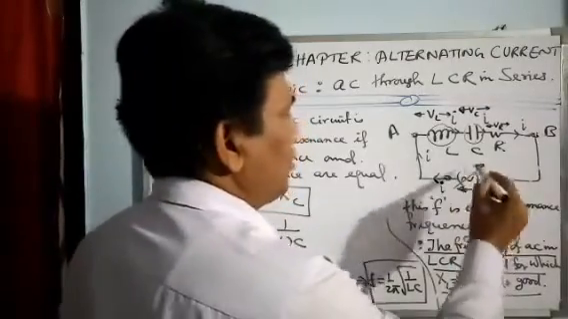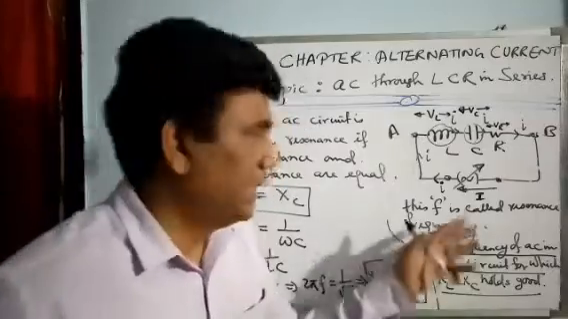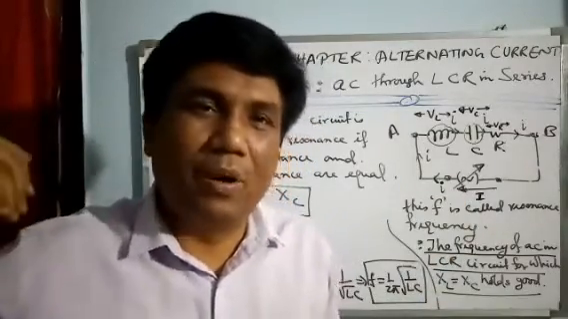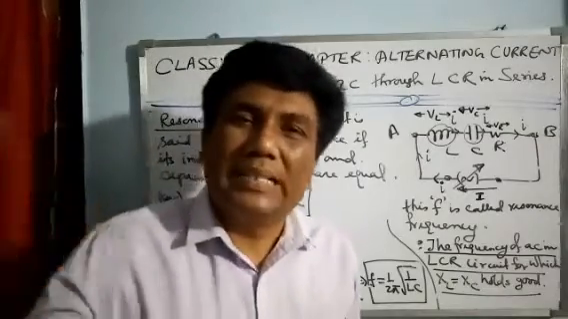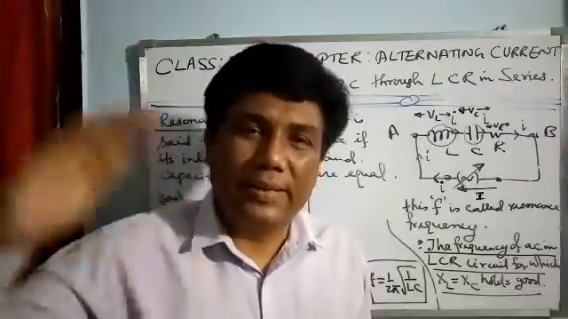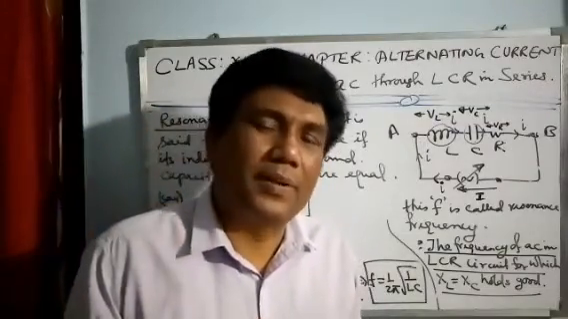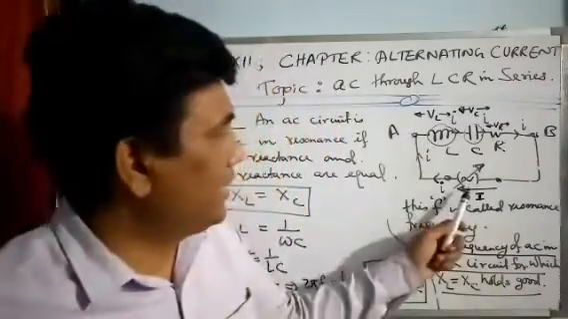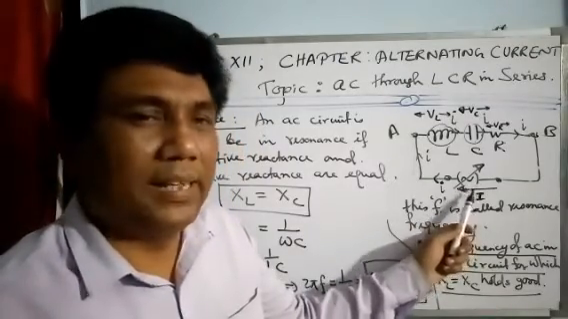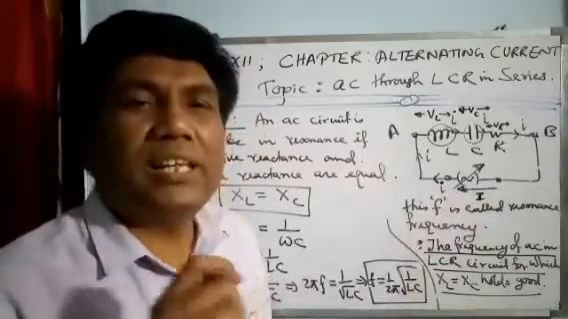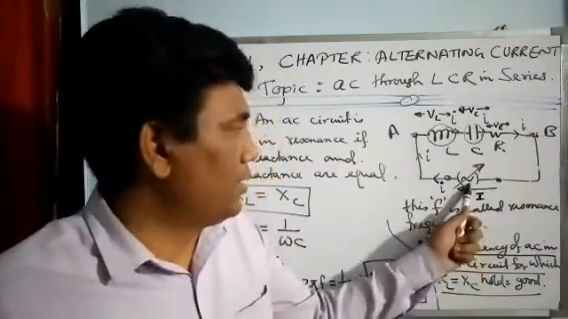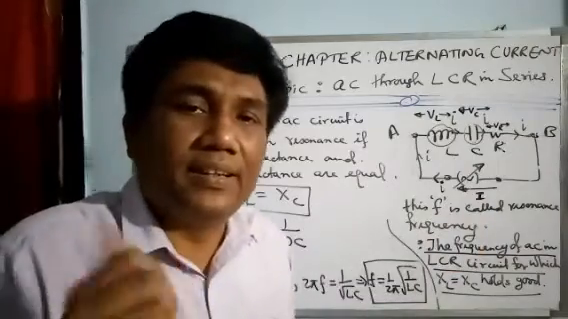This is an AC source. Any signal from the radio station, from the TV tower, from the mobile tower, these are electromagnetic signals, oscillating signals only, they have frequency. So say this is an oscillating signal source. Let us assume that the frequency of this AC source can be varied.